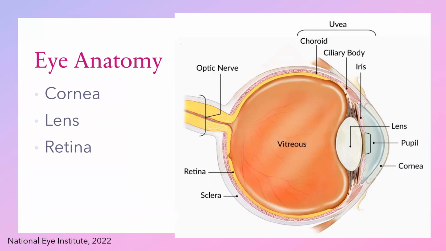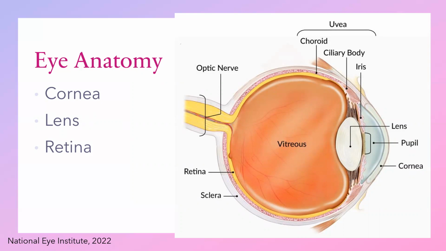Next, the light will pass through the lens. The lens is a clear structure that is located here inside of the eye. Even though it's clear, it is white in this picture. Both the lens and the cornea are going to work together to help focus the light.